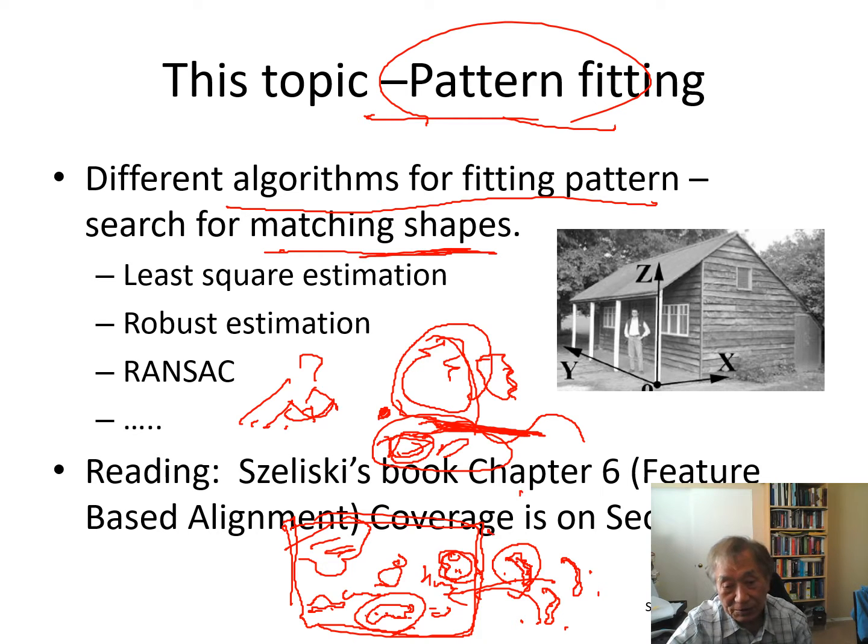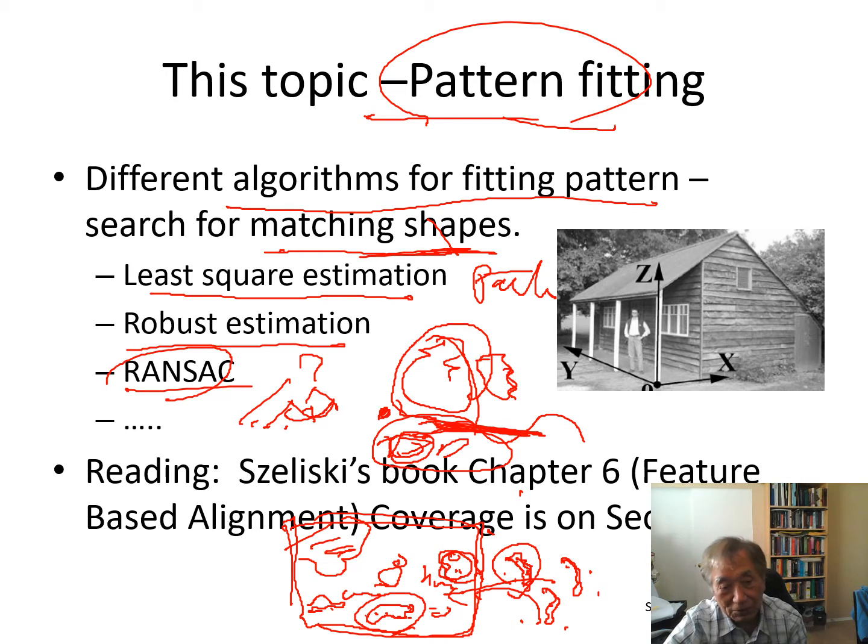There are different shapes, as a pattern. The pattern has a shape, and then I would like to fit. So there are many different methods. I'll give you the list of that: least square estimation, or robust estimation, or random sample consensus. That is very popular, so I will explain this one quite a bit. If you are interested, then read chapter 6 of Szeliski. It's a pretty popular and well-written book.